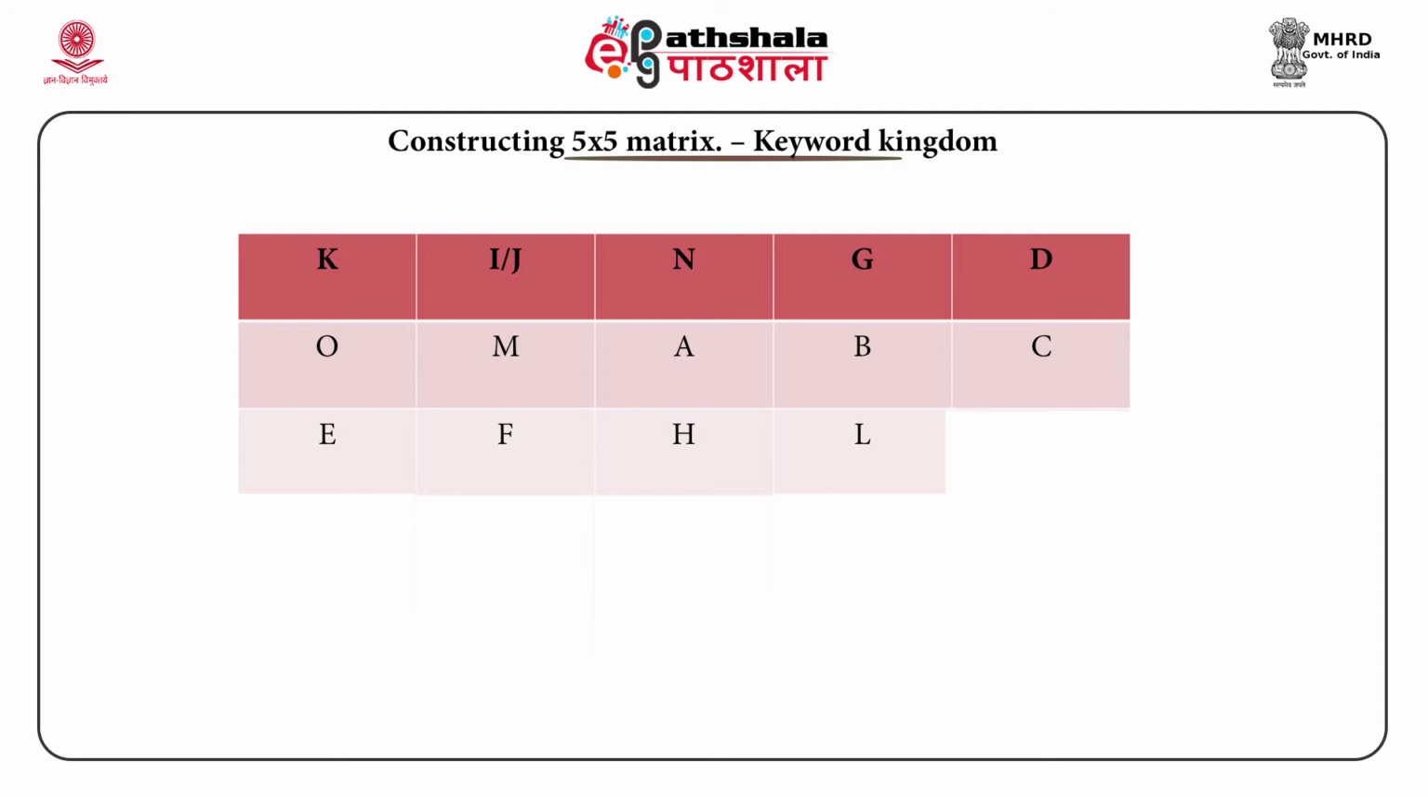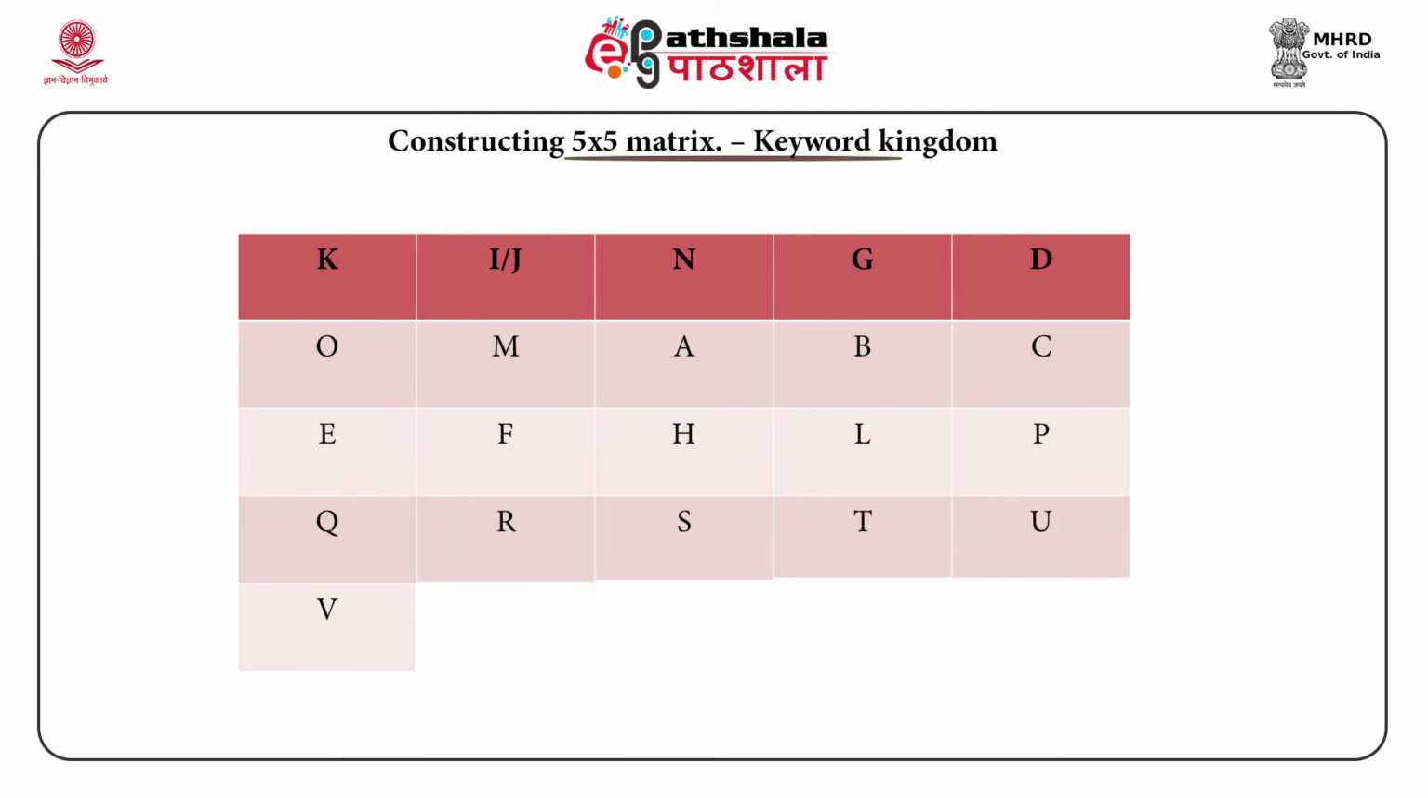M is part of key, so ignore. Then N is also part of key, ignore. O is also part of key, we have already kept. So now comes P, Q, R, S, T, U, V, W, X, Y and Z. So now you are ready with a matrix.